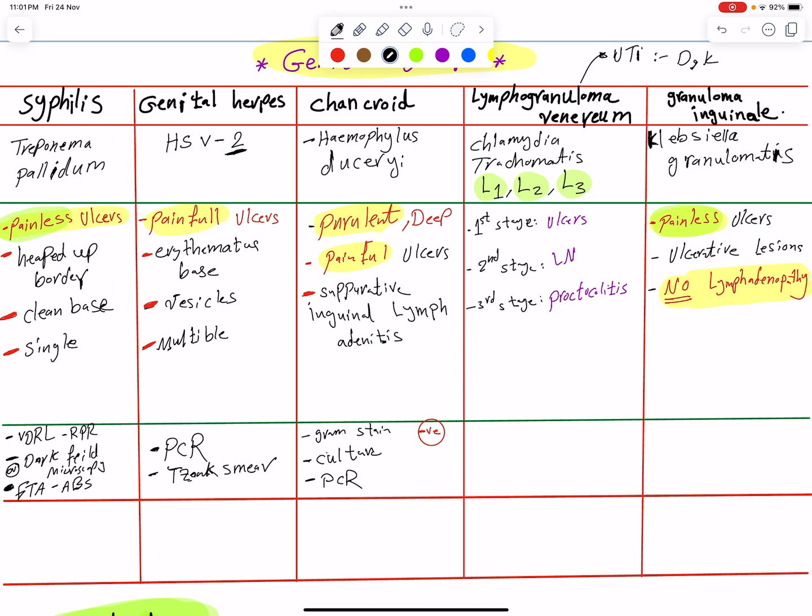In lymphogranuloma venereum, it is also a bacteria that can be cultured, gram stain, and PCR, the same thing. And in granuloma inguinale, Klebsiella is also a bacteria, so gram stain also, and it is also a gram negative bacteria. And in addition to that, we can do biopsy for histological examination.